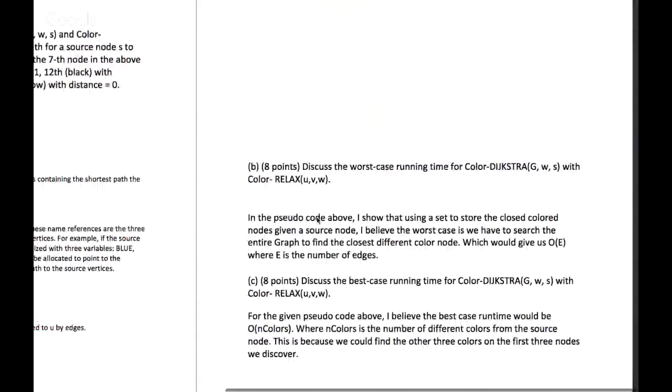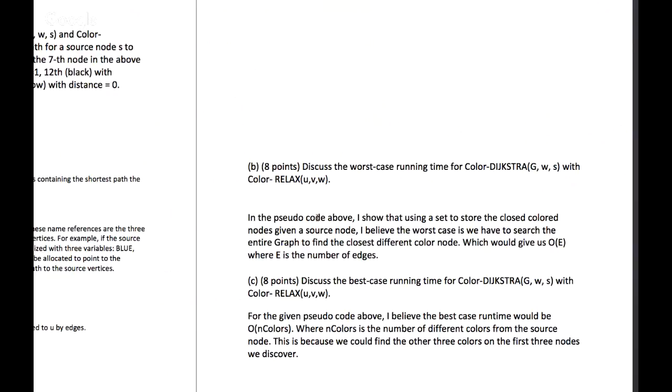Now we have part B, which says discuss the worst case running time for colored Dijkstra with color relax. So I wrote in the pseudocode that I used a set to store the closest colored nodes given a source node. I believe the worst case is we have to search the entire graph to find the closest different color node, which would give us big O of E, where E is the number of edges in the graph.